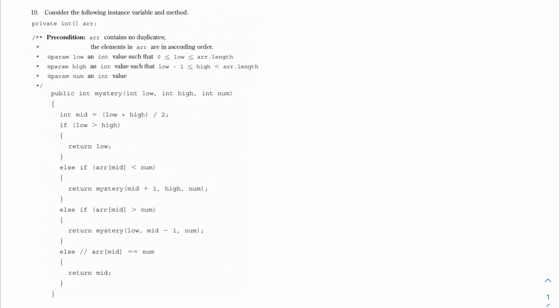So we have this array of ints, and we're given these preconditions that it doesn't contain any duplicates, and the elements are in ascending order. We're being passed in 3 parameters into this mystery method. A low, which is an int value such that it's between 0 and the length of the array, a high such that it's between low minus 1 and array.length, and then num, which is an int value.